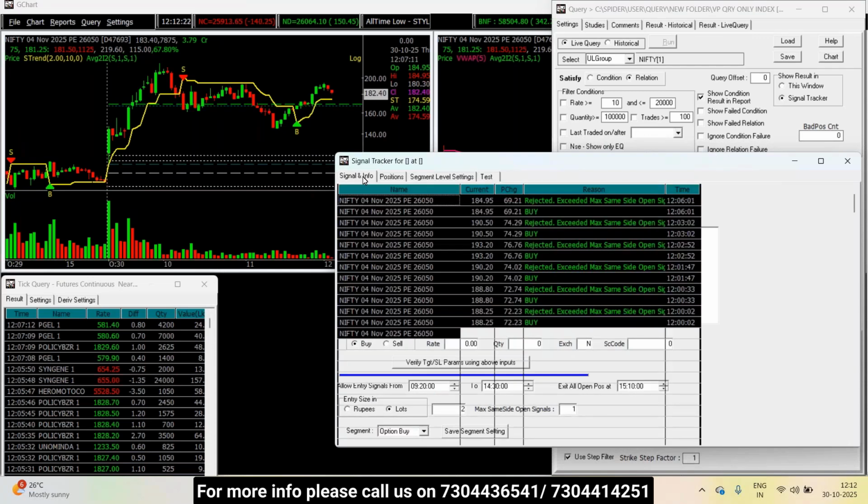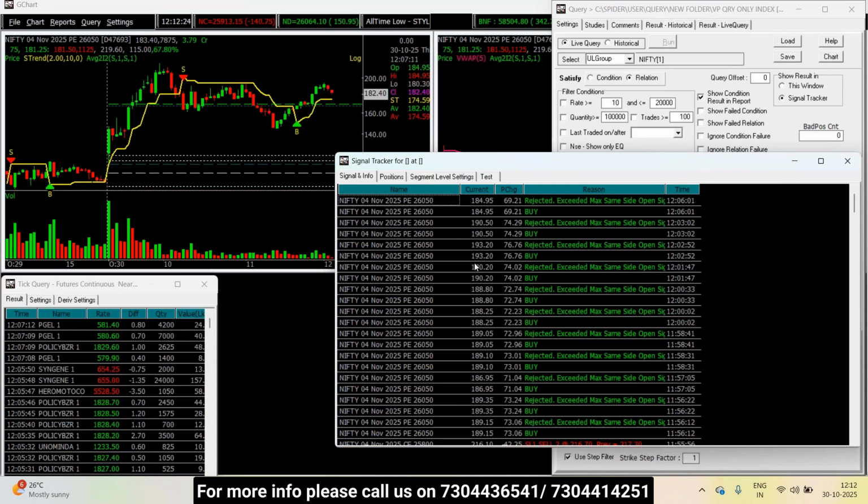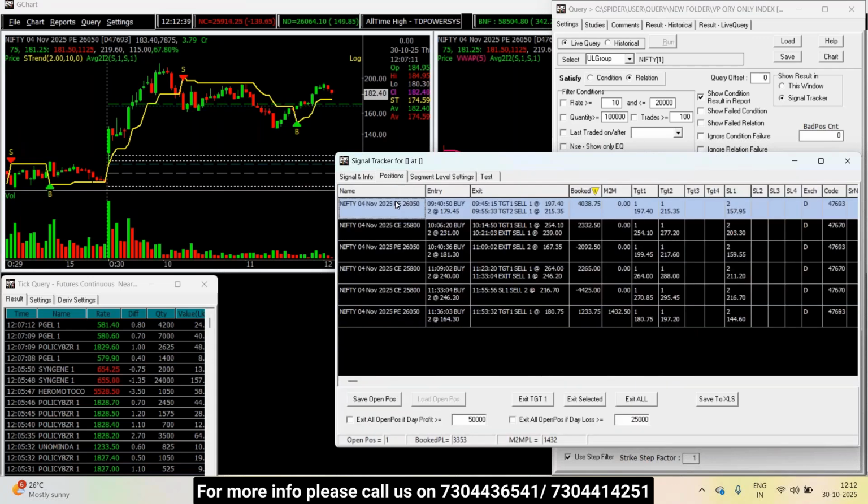Then coming to the signal and info, you will get the signals based on our strategies. You can see some are rejected. These are all the signals coming from the technical query algo. In the positions, you can see it already took some positions. For example, I'll open any one chart.